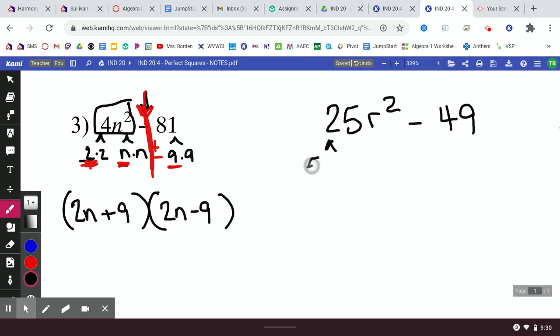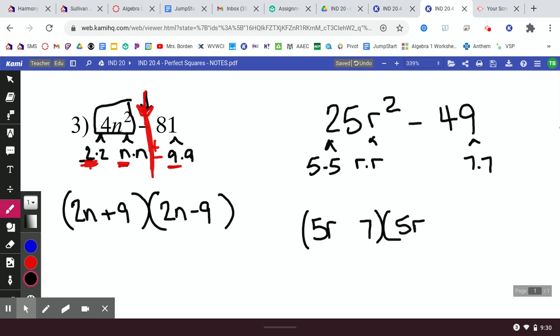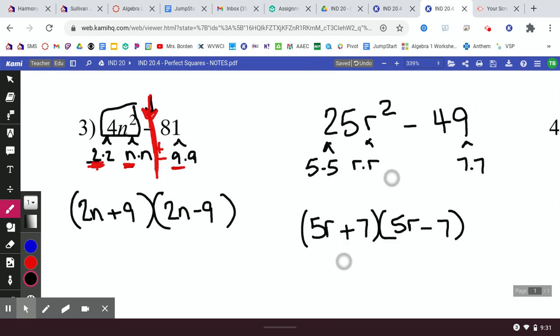So I know that 25 is 5 times 5, and I know that r squared is r times r. Those two are going to stay together. Then on the other side of the minus sign, I know that 49 is 7 times 7. So in my answer, I'm going to keep my 5 and my r together, and my 7 goes on the other side, right? And I'm going to keep my 5 and r together and my 7. And then what am I going to separate them with? A plus and a minus. Okay? All right. That's one special case.